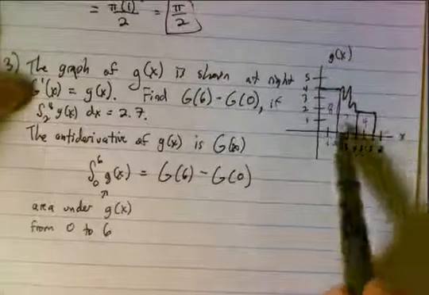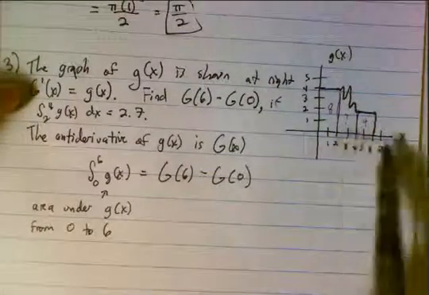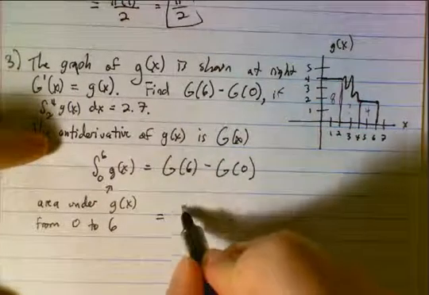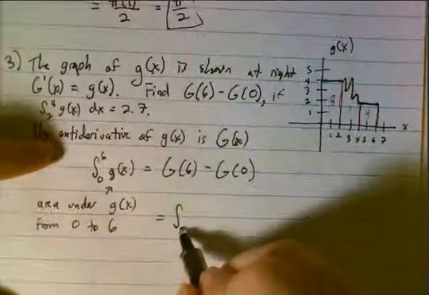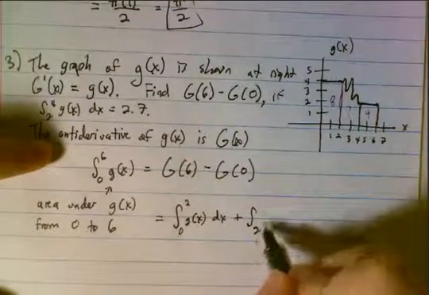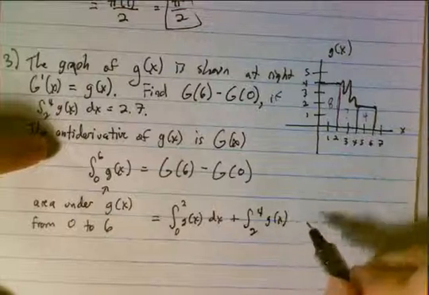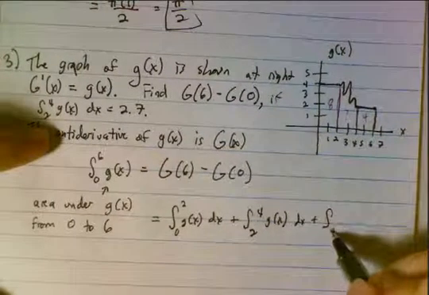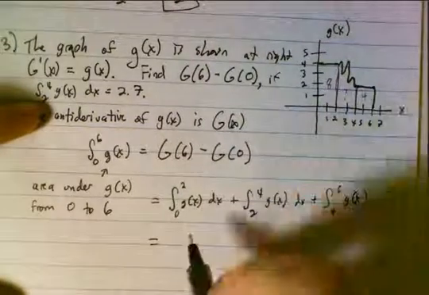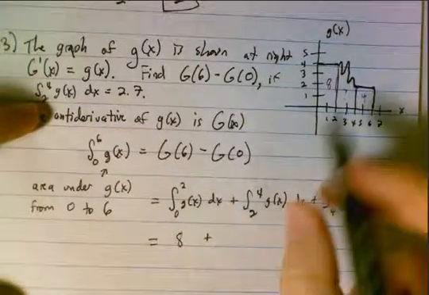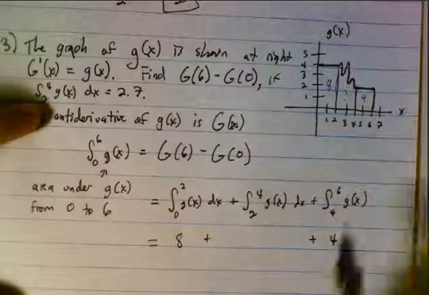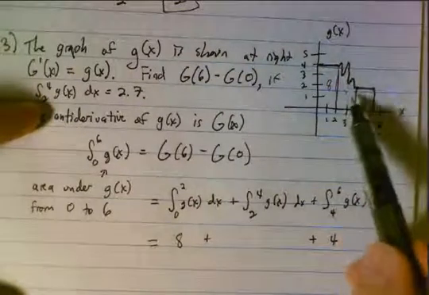So let's just think about splitting this up into a whole bunch of different little integrals. So the area under g of x from 0 to 6 is the area from 0 to 2 plus the area from 2 to 4 plus the area from 4 to 6. Now, like I just said, two of these areas we found pretty easily. We know this one is 8, the area from 0 to 2. We know this one is 4, the area from 4 to 6, but we have trouble finding this area.